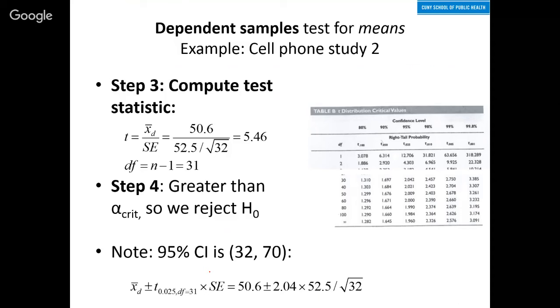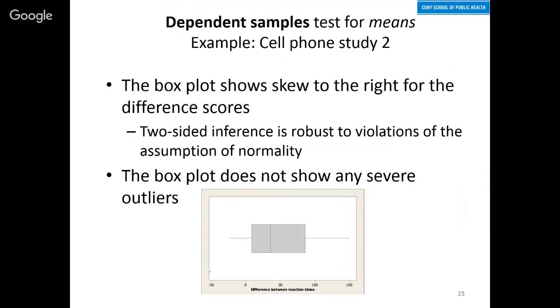If that confidence interval includes 0, then you don't reject the null hypothesis. If it does not include 0, then you would reject the null hypothesis, and those 2 are equivalent as long as you construct the confidence interval on the differences using the methods you've learned today. So in the paired test, if you're doing box plots, you would probably draw just a single box plot on the differences.